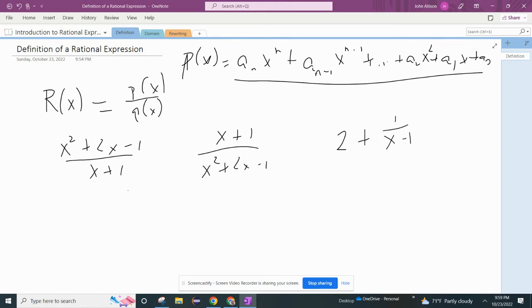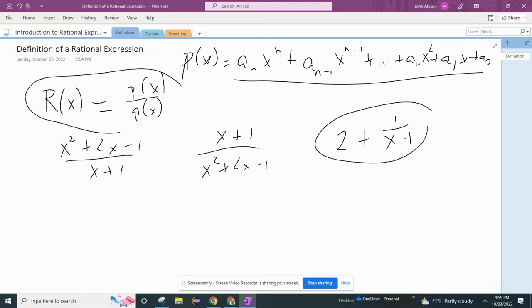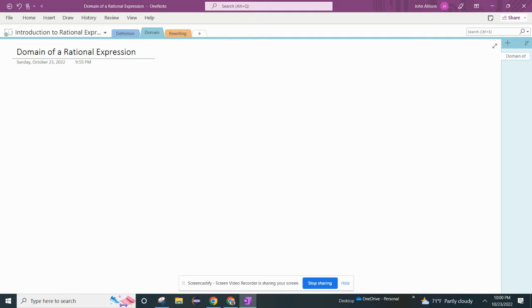I'll show you in just a little bit when we get to rewriting rational expressions how we can write this in this form. But anything that can be written in equivalent form, where it's p of x over q of x, where p of x and q of x are both polynomials, that's a rational expression. If we want to find the domain of a rational expression, this is all the possible values that we're allowed to plug in for x.